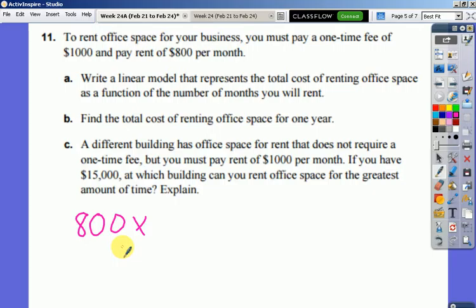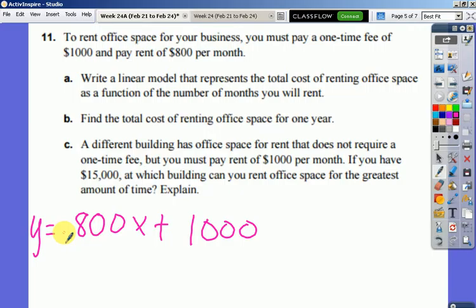How much is that set fee that I have to pay no matter what? 1,000. So no matter what, I have to pay $1,000. Does that make sense? Plus $800 times every month that I rent it. That's why this stuff is important, if you're thinking about concepts like that in the future. I want to rent it for a certain amount of months. I have to pay $1,000 set cost no matter what.